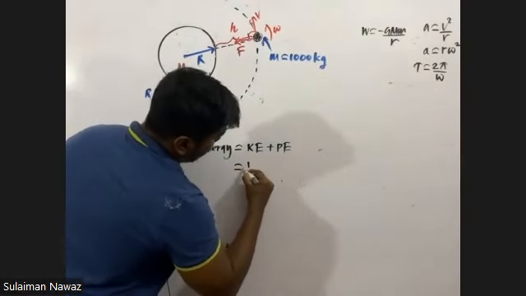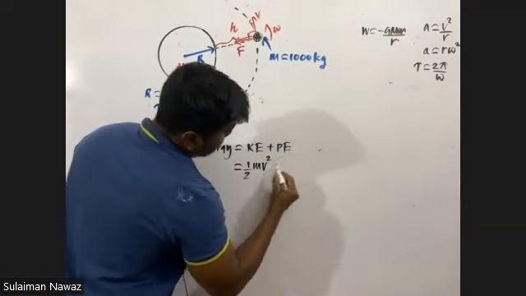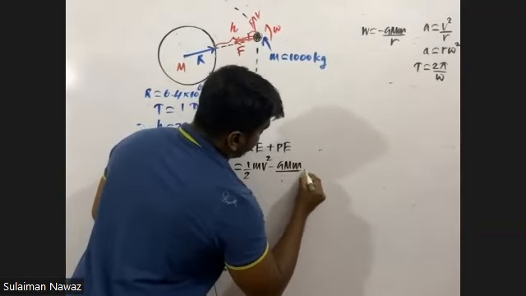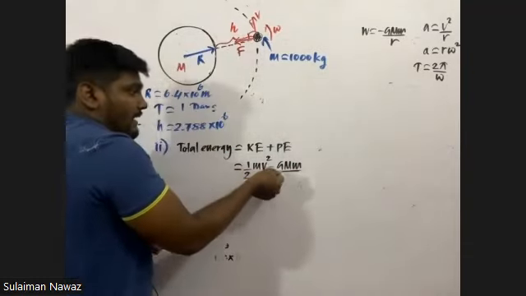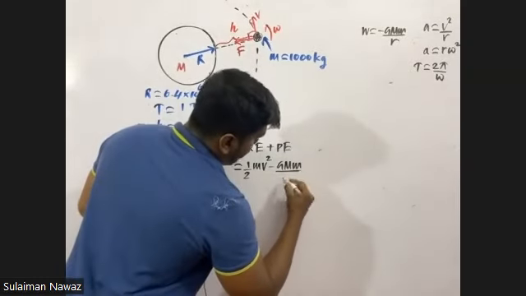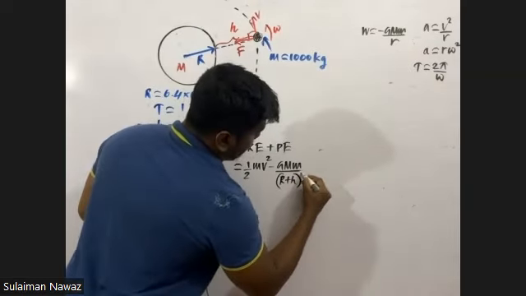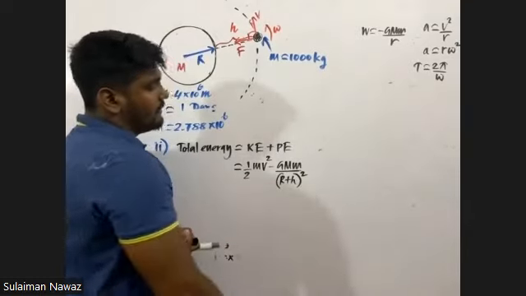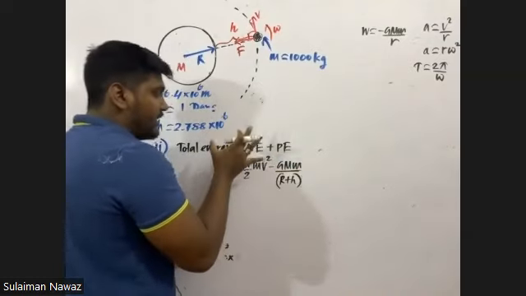So I can write half small m v squared minus G capital M small m over R. R means this time capital R plus small h. You want to understand here: R means capital R plus small h. Sorry, my bad, it is capital R plus small h, not squared. This is the potential energy term, plus the kinetic energy.